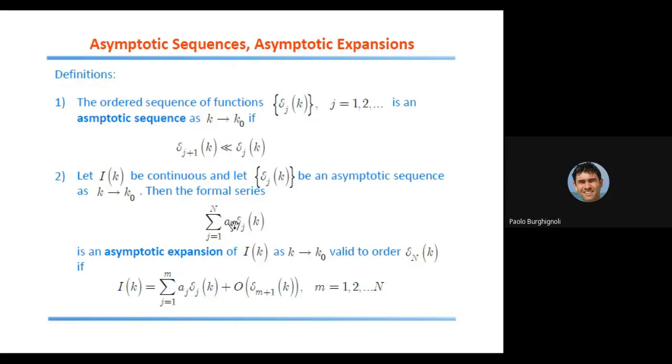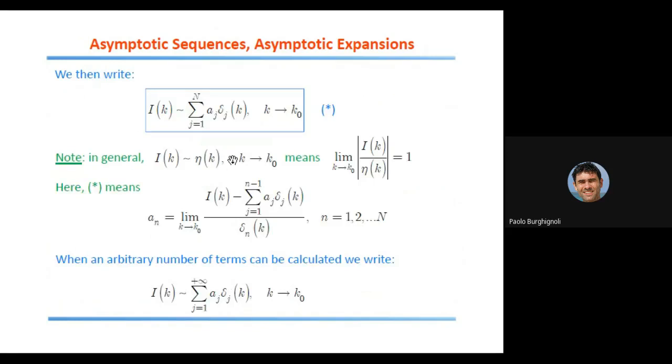So, for example, if you consider just the first term, a1 times delta 1, then this should provide you an approximation of your function up to the order of delta 2, so the next neglected term. And this must be true for any index. If this happens for any index from 0 to infinity, then you are able to write this, as you can see here at the bottom, as an asymptotic expansion where j goes from 1 to infinity.